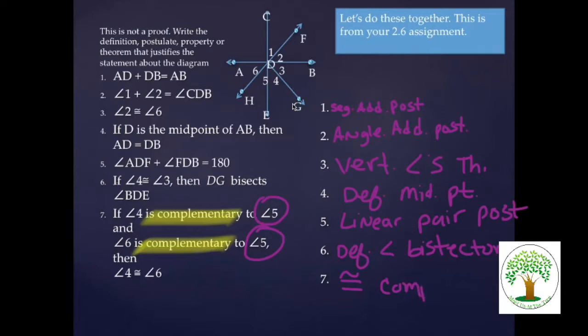But complementary means that they add up to be 90, doesn't it? Yes. So if 4 and 5 add up to 90 degrees, and if 6 and 5 add up to 90 degrees, then 4 and 6 have to be equal. Congruent complements theorem.